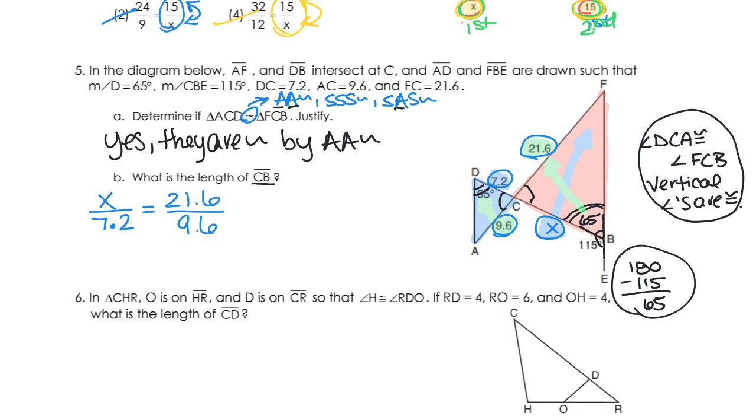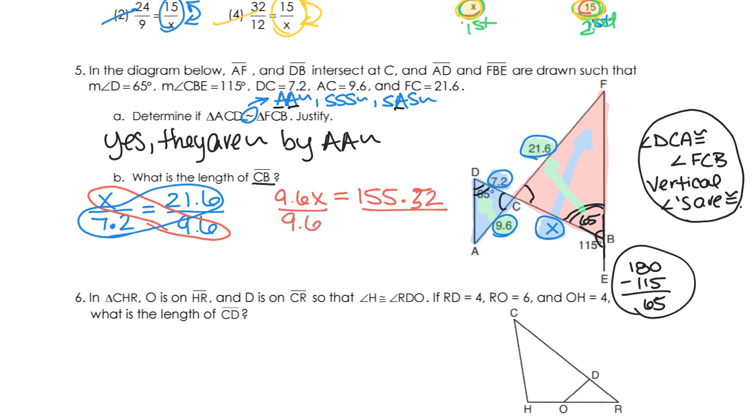And then all we have to do, just like our warm-up, is cross multiply. So this cross will be equal to this cross. My first cross is 9.6 times x, which is 9.6x, equal to 7.2 times 21.6. And 7.2 times 21.6 is 155.52. Then I'm just going to divide by 9.6, and I end up with x equaling 16.2. And so now we can say that CB equals 16.2.